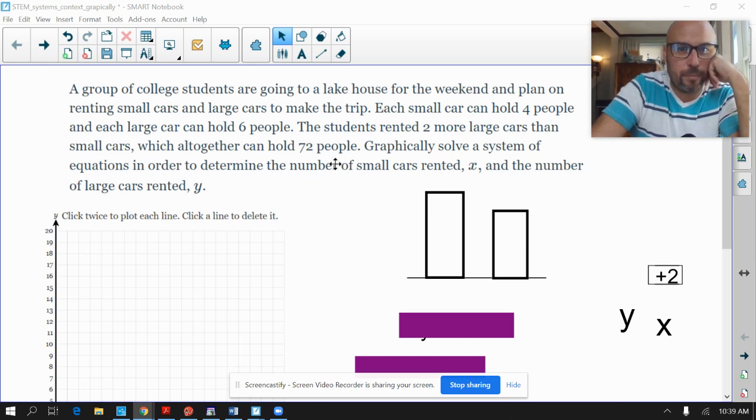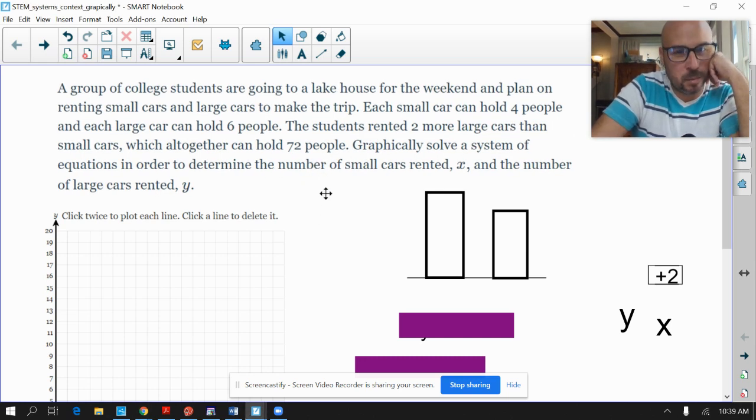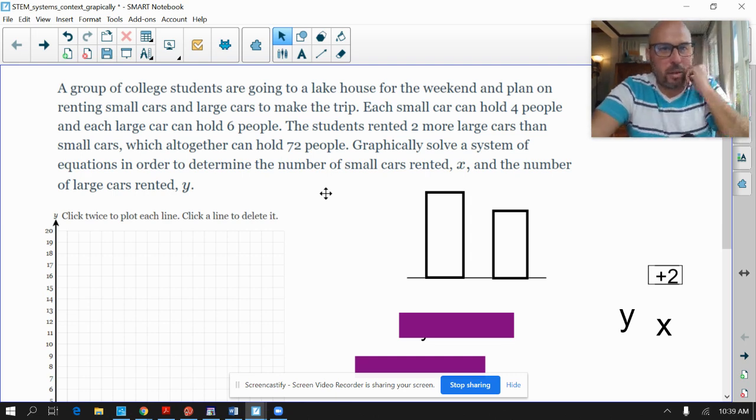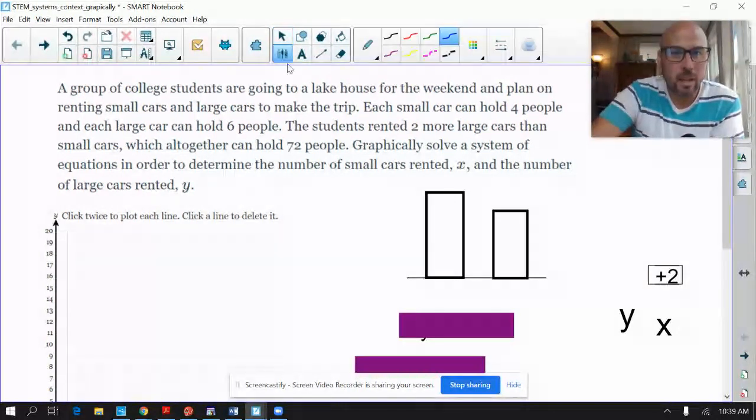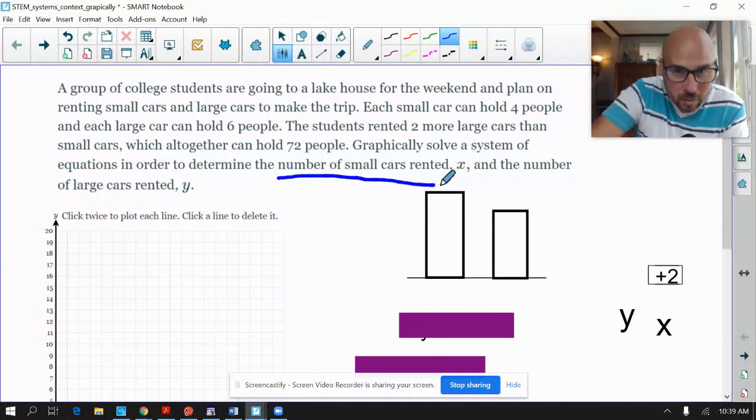Hello, STEM people. We are continuing to talk about systems of linear equations with context. Here we've got a group of students. Actually, just pause the video and read it to yourselves, please. Hopefully, you paused and read it. And we have to determine the amount of small cars.